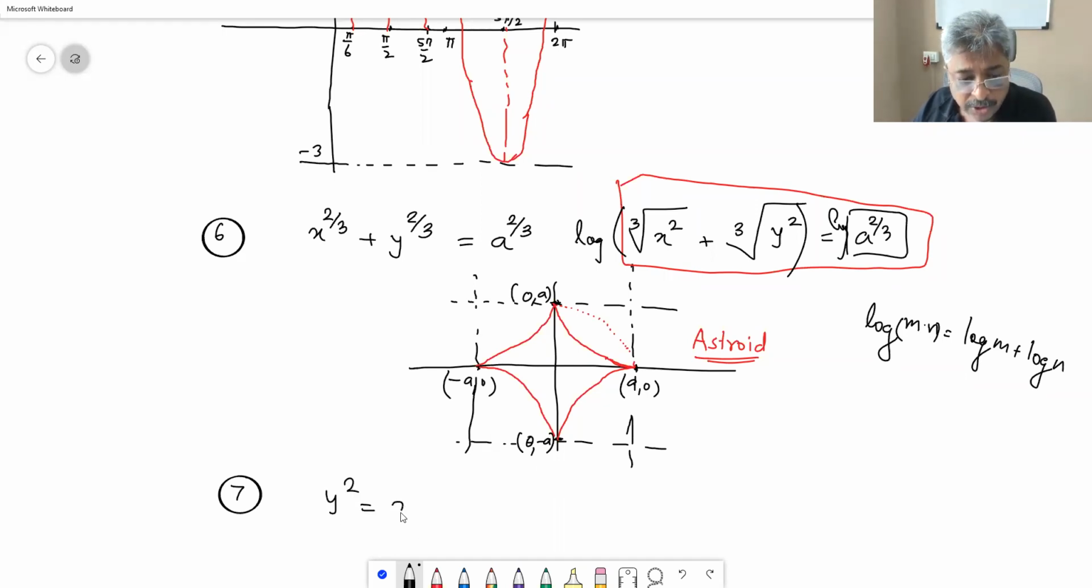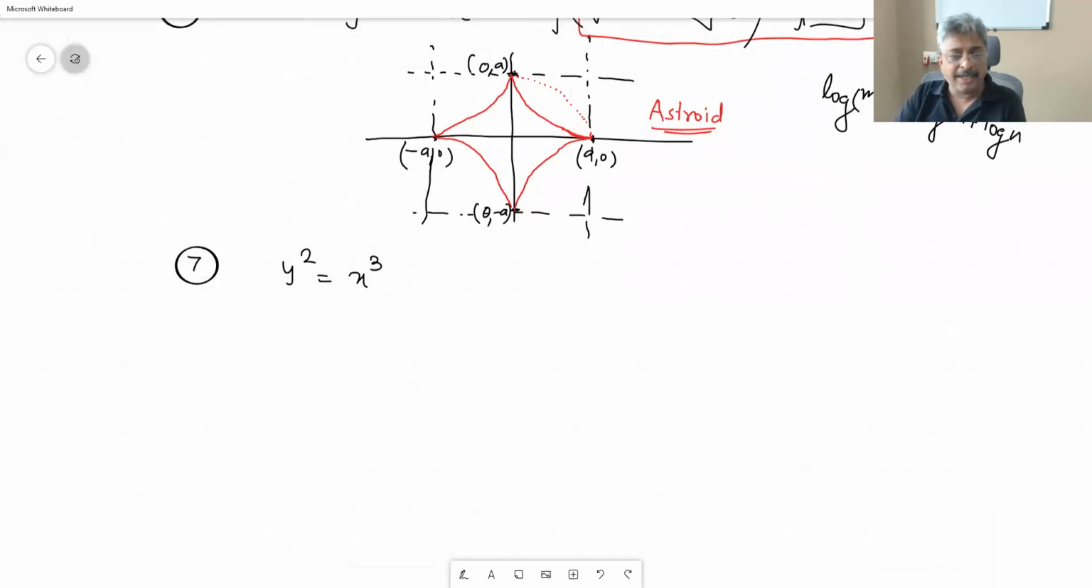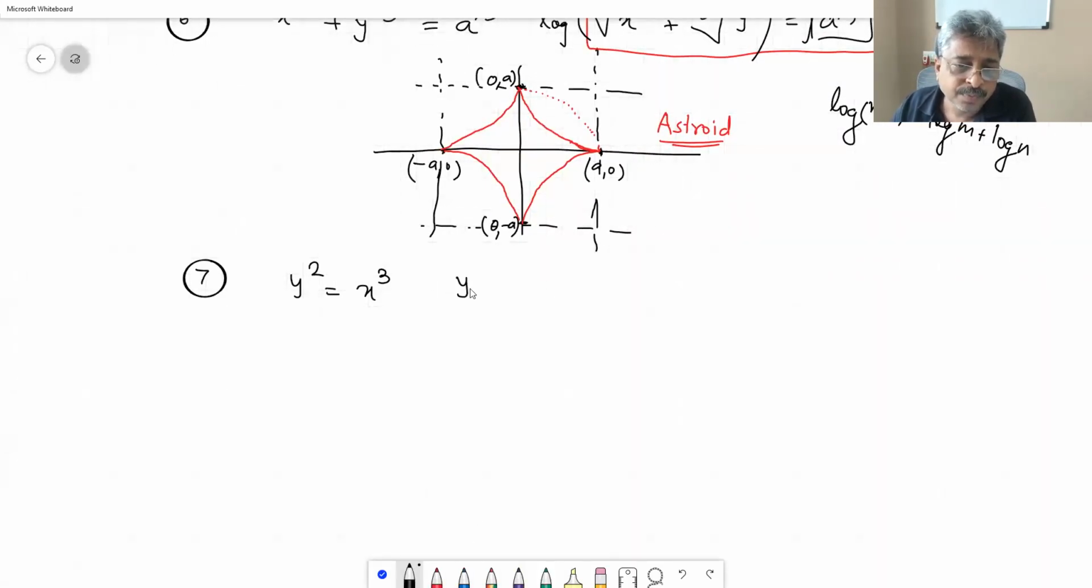y square is equal to x cube. Sketch quickly now. Now you have experience of sketching something like this. Do it quickly. Now, as it is the square of y on the LHS, you can explicitly write it as a function. So these are going to be two functions: y is equal to square root of x cube, or y is equal to minus square root of x cube.